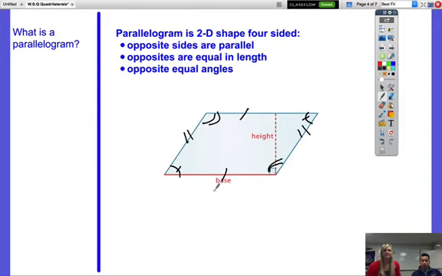Quick note, this would be the base right here, and then the height. The height is actually not one of these side lengths because it's slanted. The height is usually given to you designated by some type of dashed line inside the parallelogram.